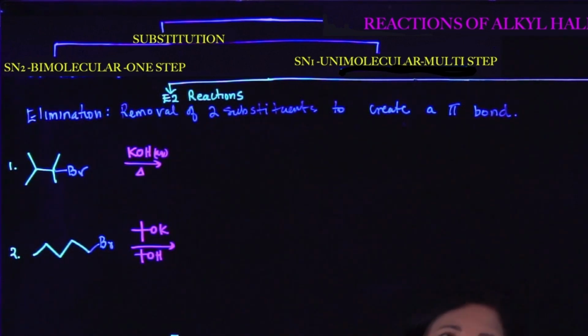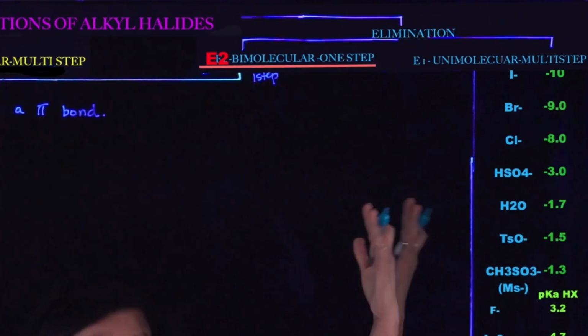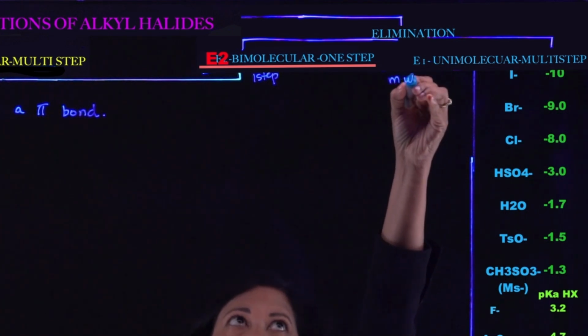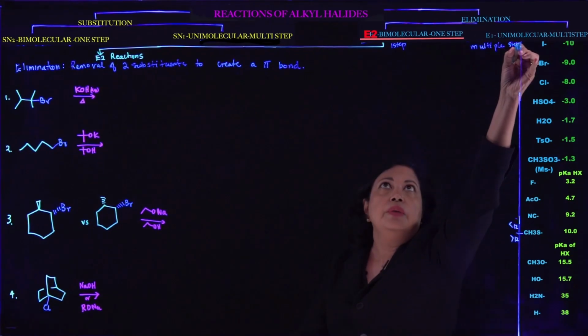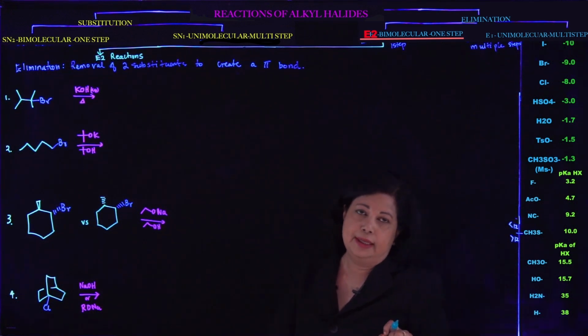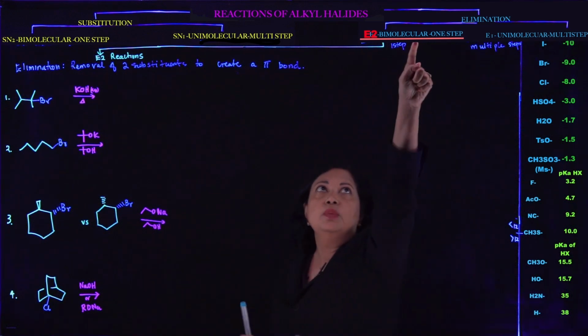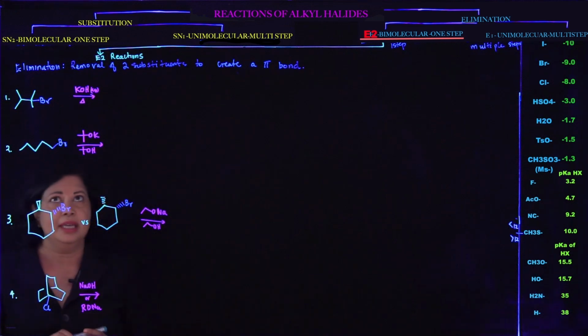Now, if you can do that in one step, that's typically a bimolecular reaction. If you have multiple steps, then it's a unimolecular reaction. Now, this bimolecular reaction, E2, is what we're going to look at today. Elimination, bimolecular, that's what the 2 is for.